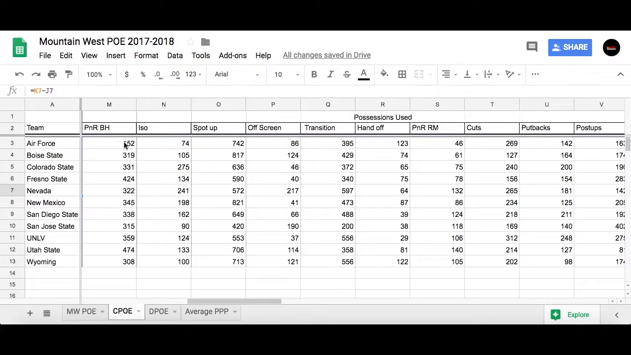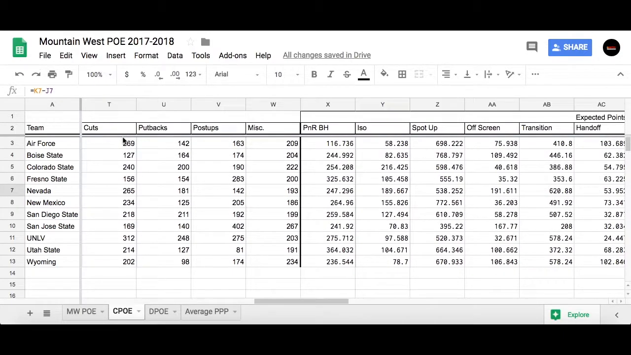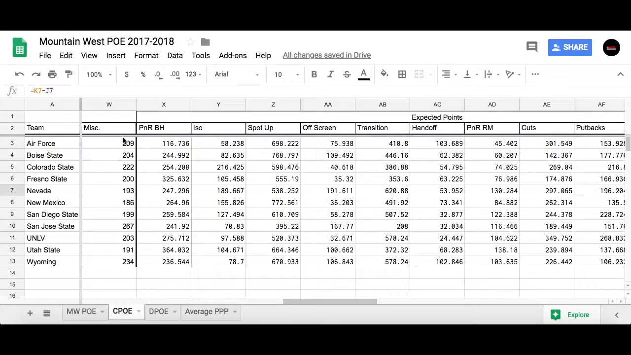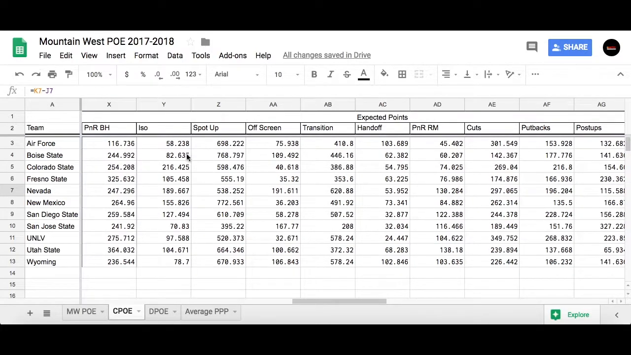But first thing we do is we count the number of possessions for each of these things that a team uses. Next, we put that in a simple formula, and we get how many points a team should score given that many of those types of possessions. So that's what all this stuff is. All the possessions are exactly the same. These are how many points that team should have scored with the amount of possessions that they had.